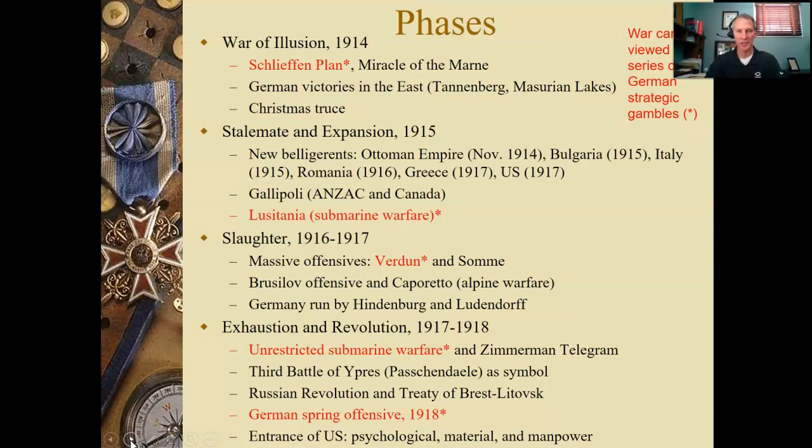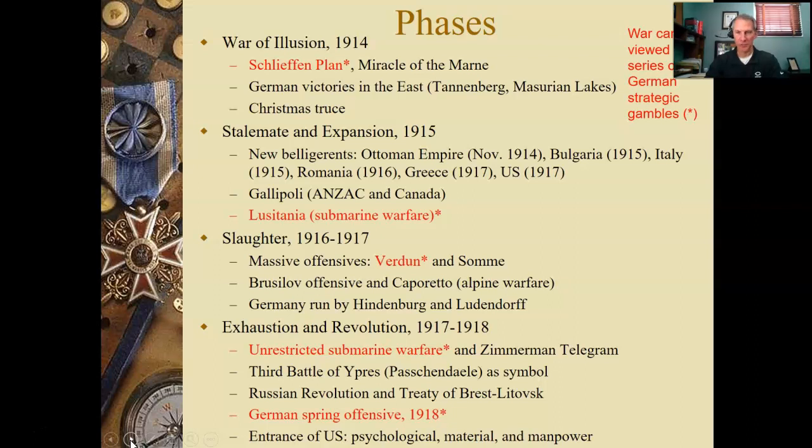The Ottoman Empire joined in November of 1914. Bulgaria joined in 1915 to reverse some of the losses it experienced in the Second Balkan War to Serbia. So these 4 countries would be the central powers: Germany, Austria-Hungary, Ottoman Empire, and Bulgaria. The rest of the countries were called the Allied and Associated Powers.